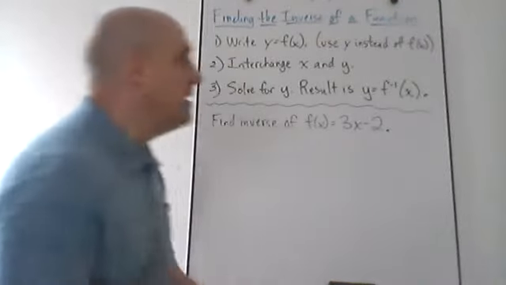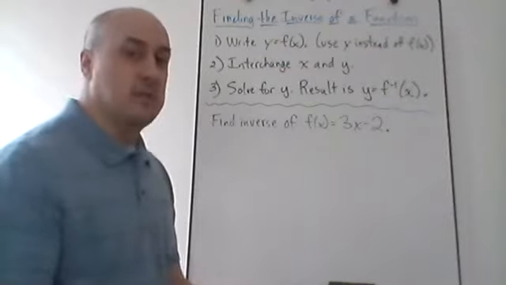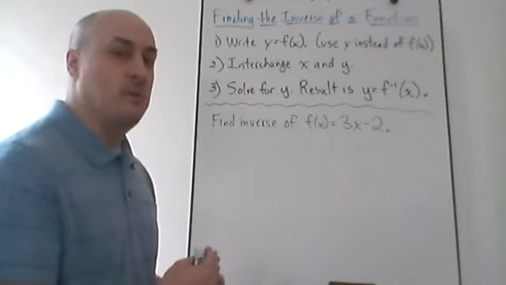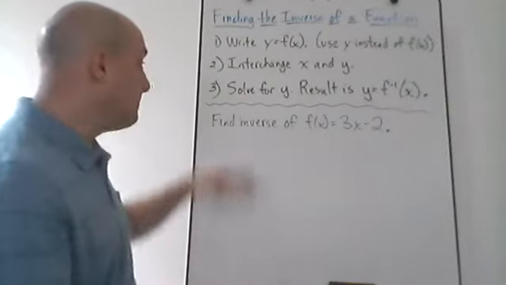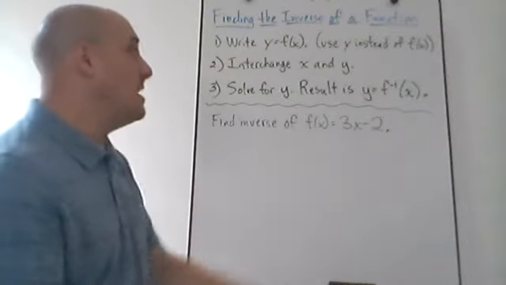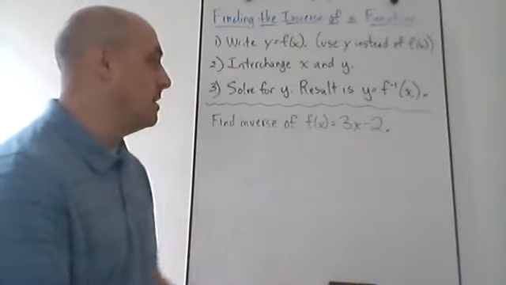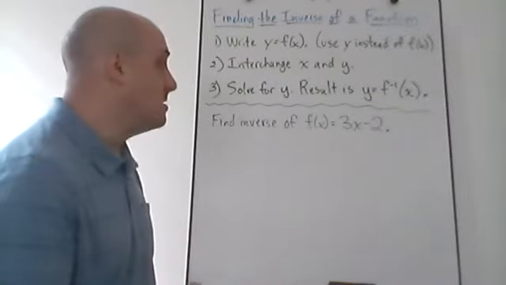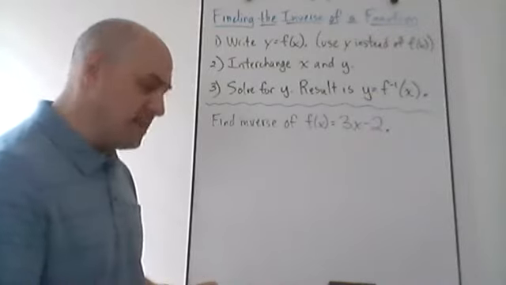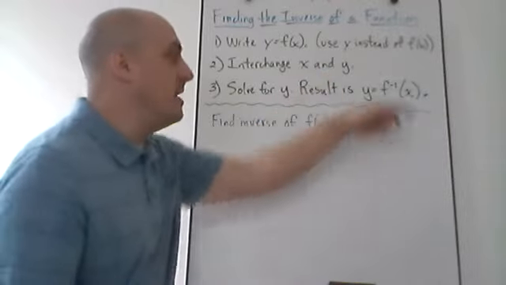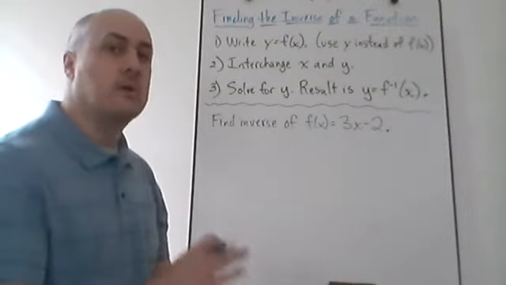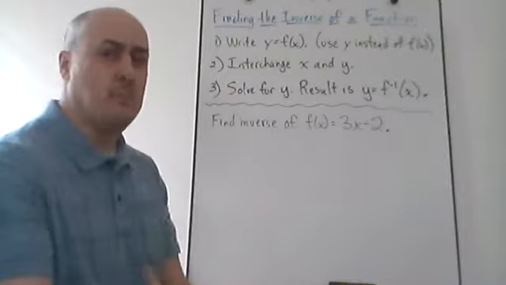All right, so the basic steps for finding the inverse of a function, the algebraic method that we use to figure out what the inverse is. First thing, write y equals f of x. So if your function is given to you as f of x equals 3x minus 2, what we want to do first is write y instead of f of x. That just makes it more convenient to do the steps that come up later on.